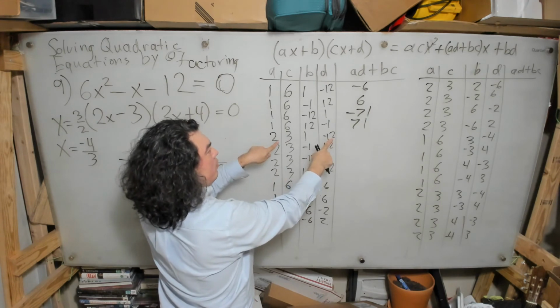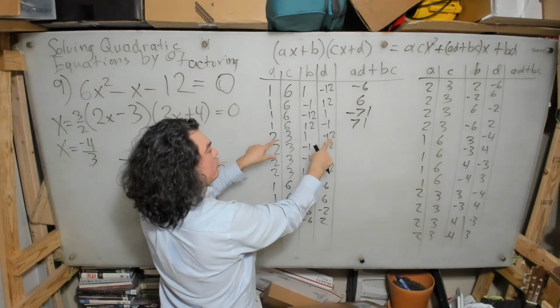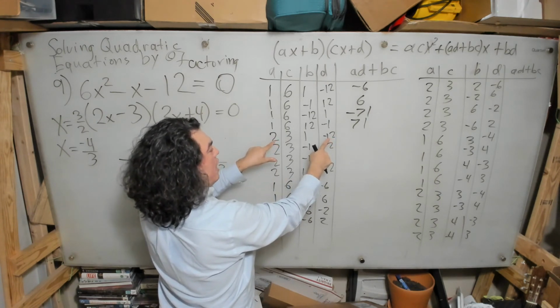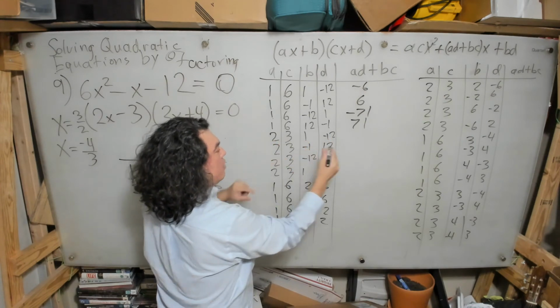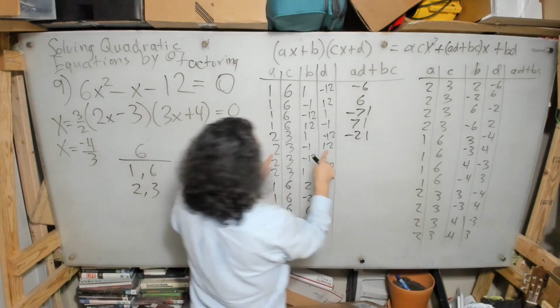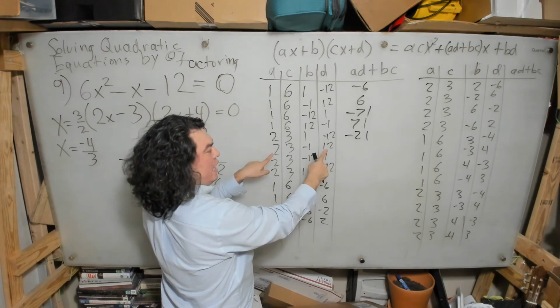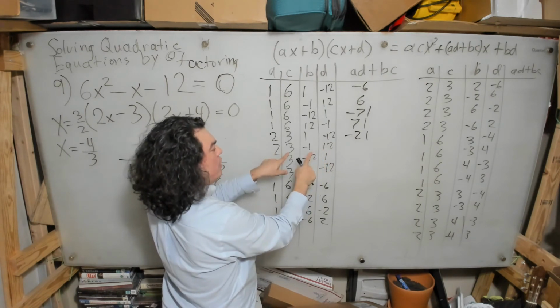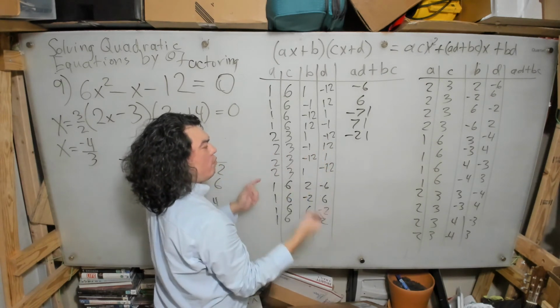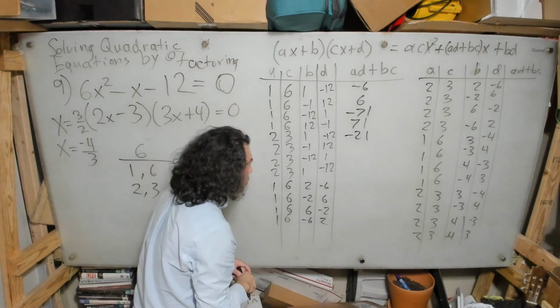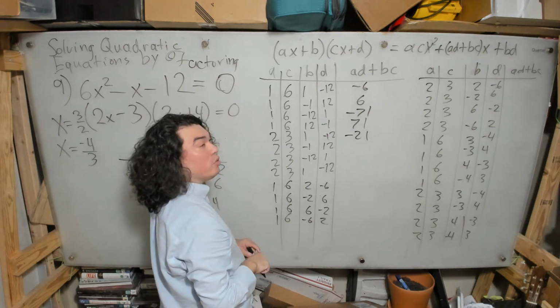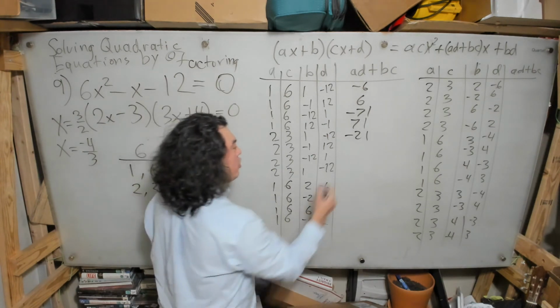AD here is going to be negative 24, because 2 times negative 12 is negative 24. Negative 24 plus 3 is going to be negative 21. 2 times 12 is 24, so the A times D is 24. B times C is negative 3. 24 plus negative 3 is 21, positive 21.